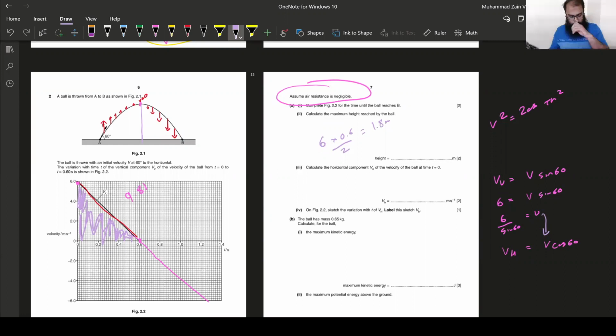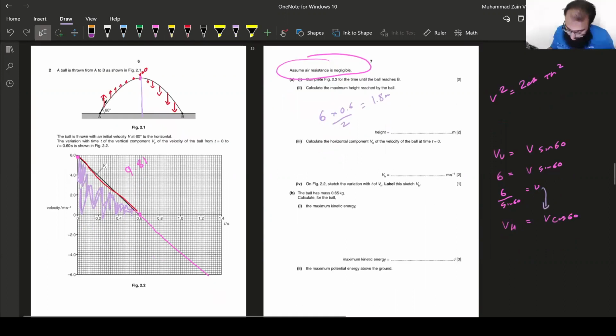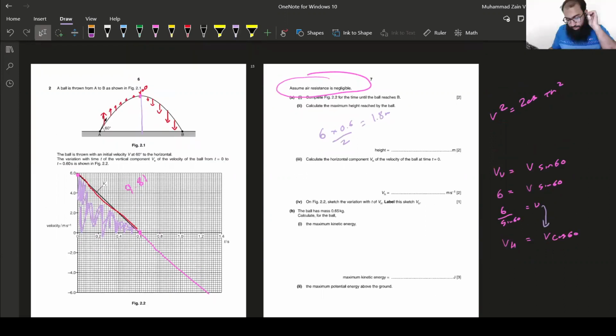And on figure 2.2, sketch the variation with time of vh. Label the sketch vh. Now, one thing I know about the horizontal component is that it does not vary. So whatever the value is, if someone could tell me, that would be great, but whatever the value is, I just draw a straight line like this.